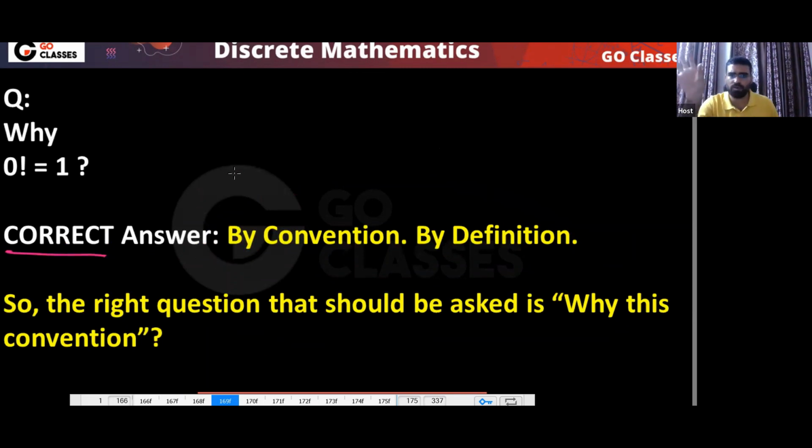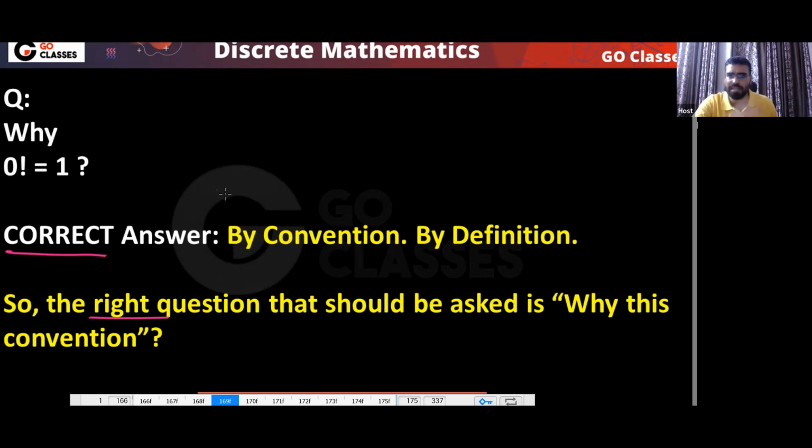If you study any book, on Stack Overflow, Stack Exchange, wherever you find this question, one thing you will see: by convention, by definition. But the question you should ask is, why this convention? 0 factorial is 1 by convention, but why are the mathematicians using this convention?